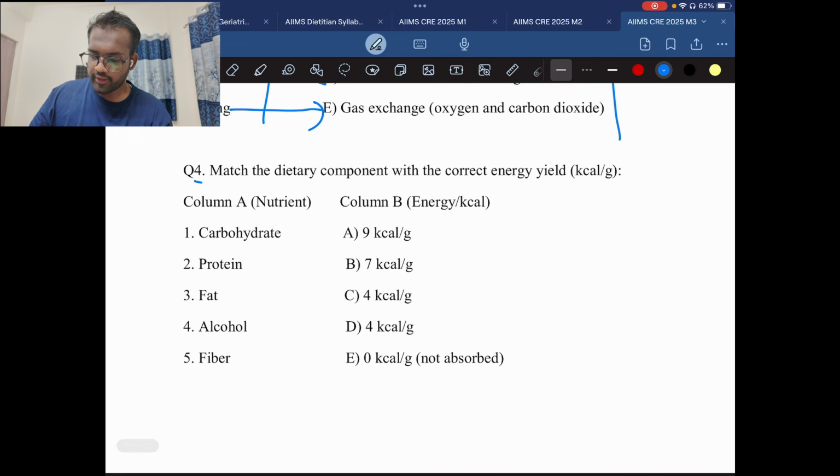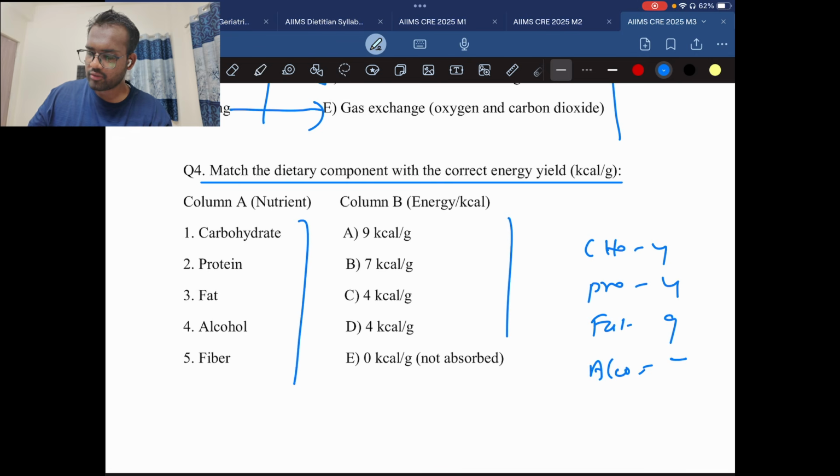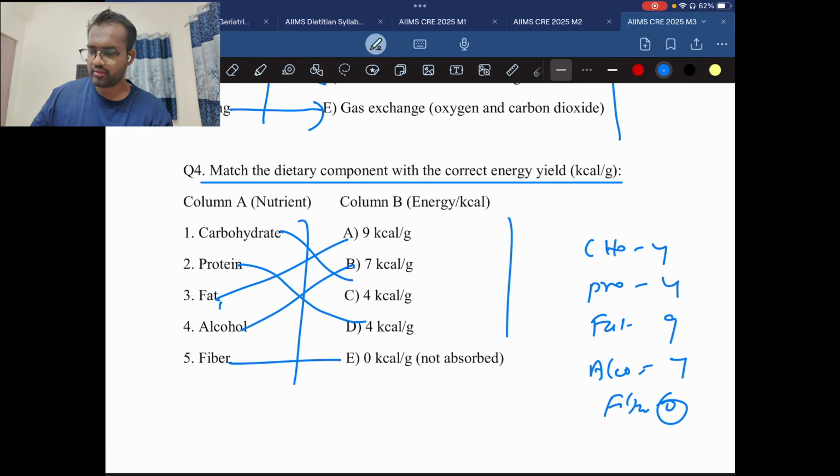Question number 4 of match the following. Match the dietary component with the correct energy yielding kilocalorie per gram. They have given the nutrients, and they have given the energy from each nutrient. So we have to match it. It's basic. Carbohydrate gives you 4 kilocalories. Protein gives you 4 kilocalories. Fat gives you 9 kilocalories. Alcohol gives you 7 kilocalories. And fiber gives you 0 kilocalories. So you can match it out: carbohydrate 4, protein 4, fat 9, alcohol 7, fiber 0.